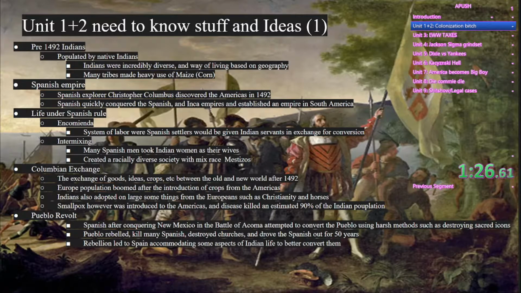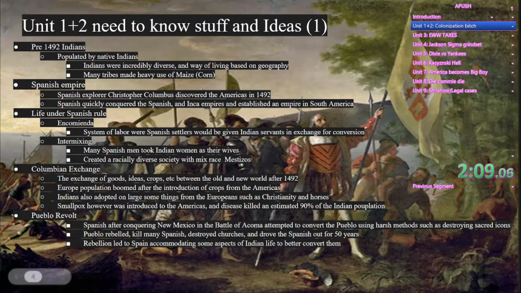Now, for life under Spanish rule, all you need to know is the encomienda and intermixing. Now, Columbian exchange was simply the exchange of goods, ideas, and crops, etc., between the Old and New World after 1492. So it's basically American crops help fuel the European population growth. Europe introduced things like horses and Christianity to the Americas. However, they also introduced a disease accidentally called smallpox, which decimated 90% of the Indian population because they did not have the antibodies to protect against it.